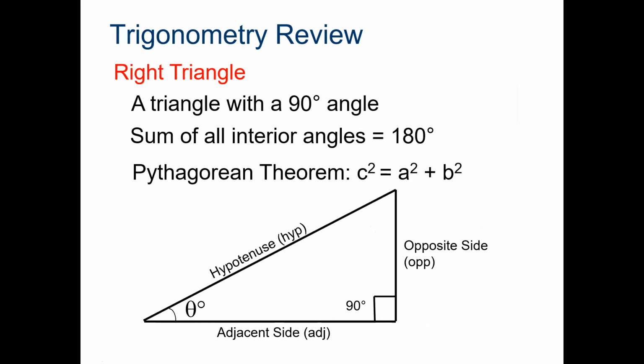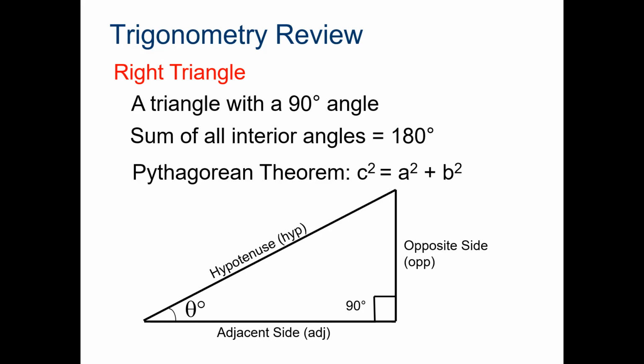Okay, so let's review some trigonometry. We know that this is a right triangle. There is a 90-degree angle, and the sum of all the interior angles must equal 180 degrees. Therefore, the two other angles are going to add up to 90 degrees to guarantee that all angles equal 180 degrees.